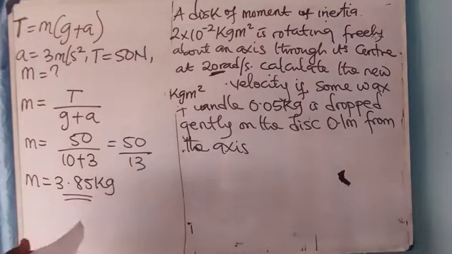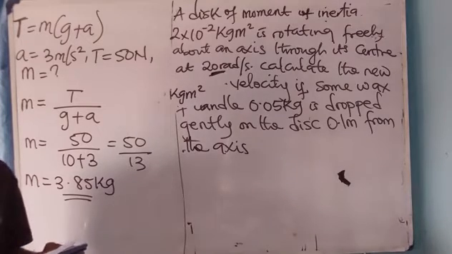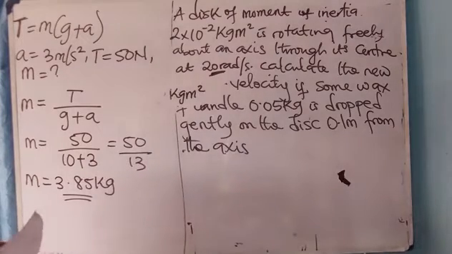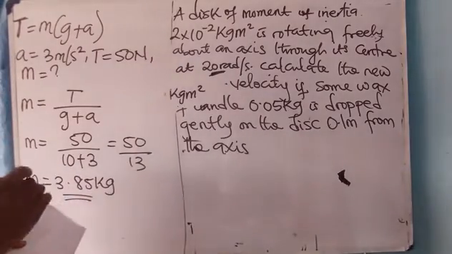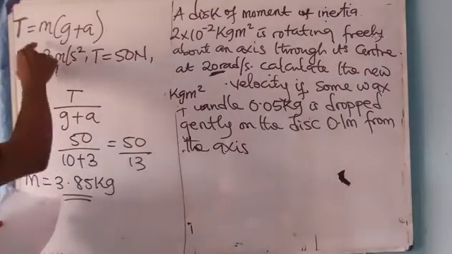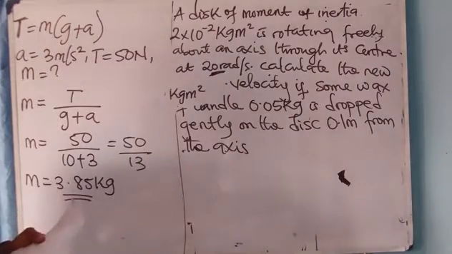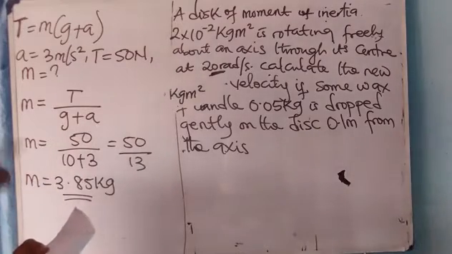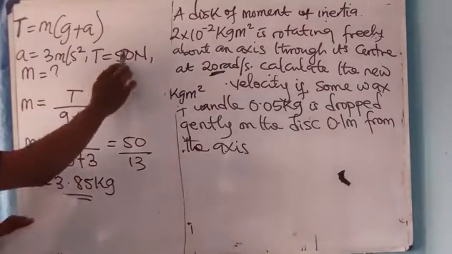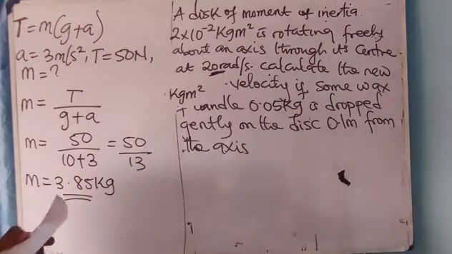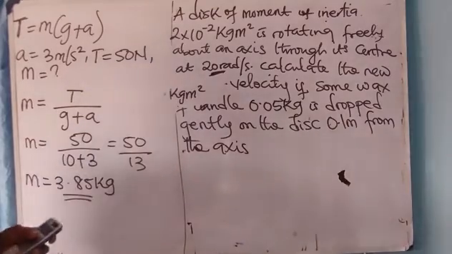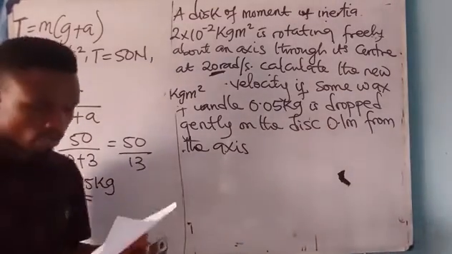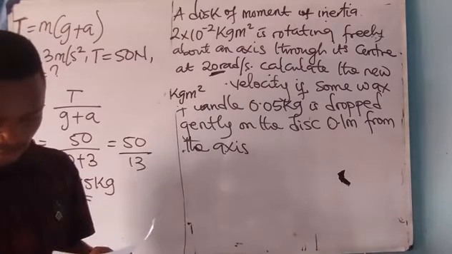I'll read the question again. A body hangs from a spring balance supported from the roof of an elevator. If the elevator has an upward acceleration, whenever you hear the word upward, bring out the formula first. Acceleration, which is 3 meters per second squared, and the tension reads 50 newton. What is the weight of the body, the mass? All right, you now have it to be 3.85 approximately kilogram.